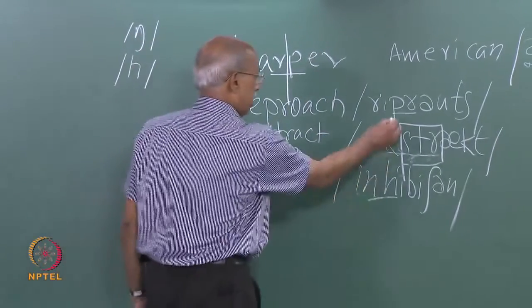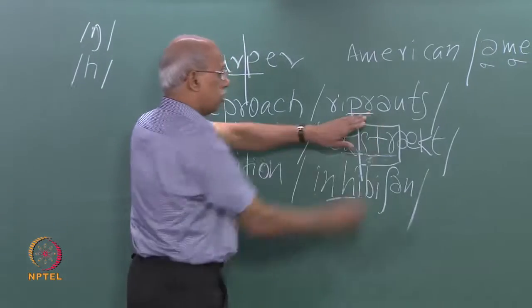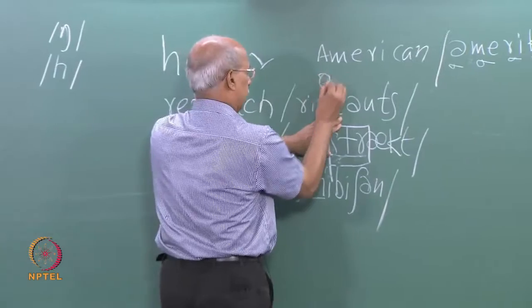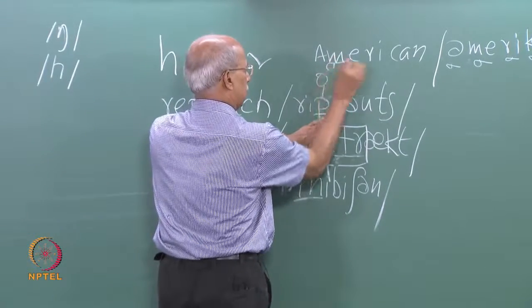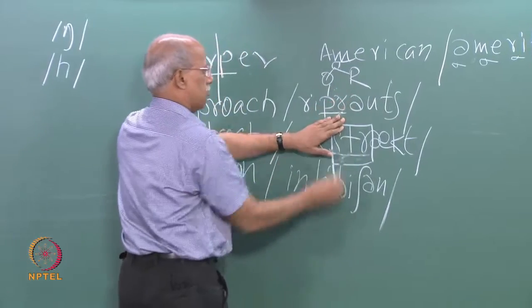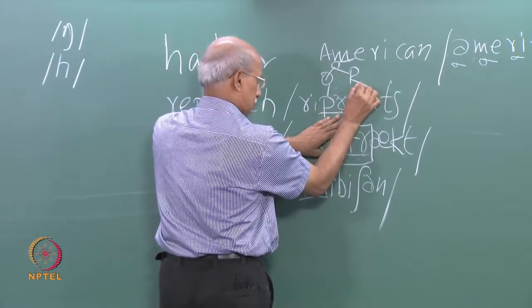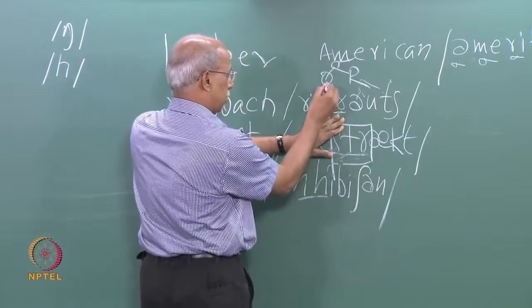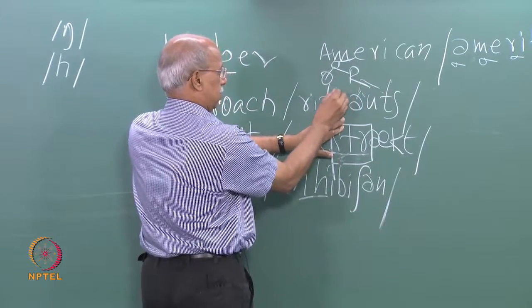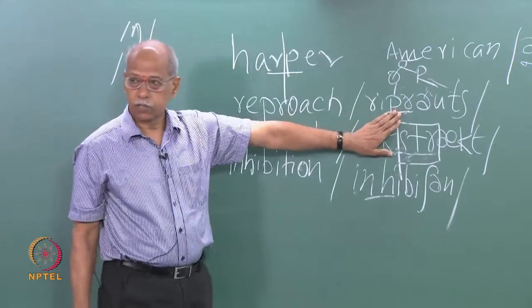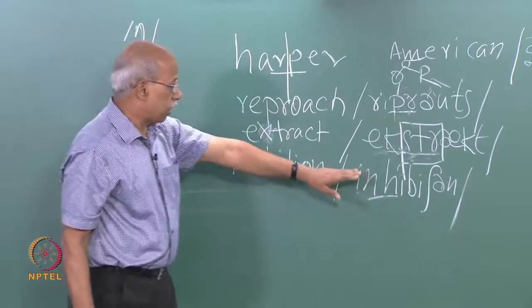So, what will you say? Does it go to onset or coda? Following this principle, you will say this is the onset. This is the onset, and this is the nucleus, this is the coda in this syllable. For this syllable, this forms the onset. Look at this cluster.